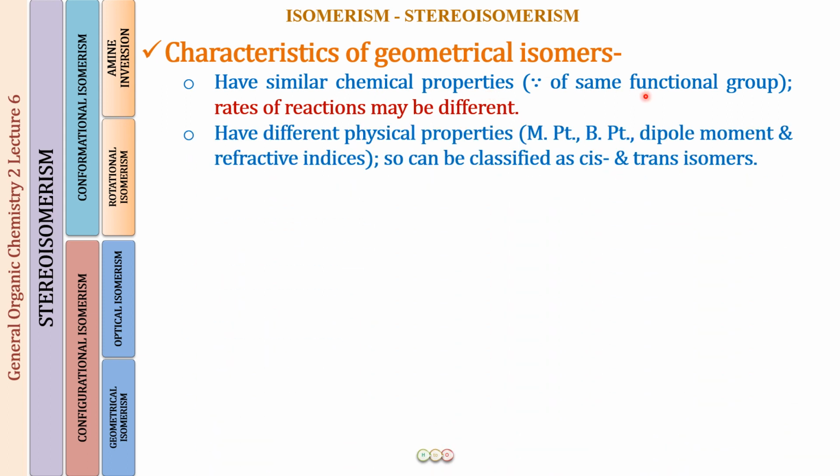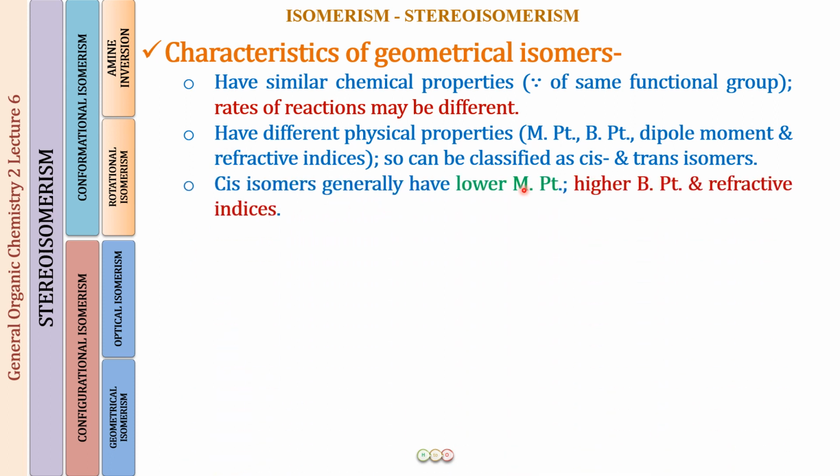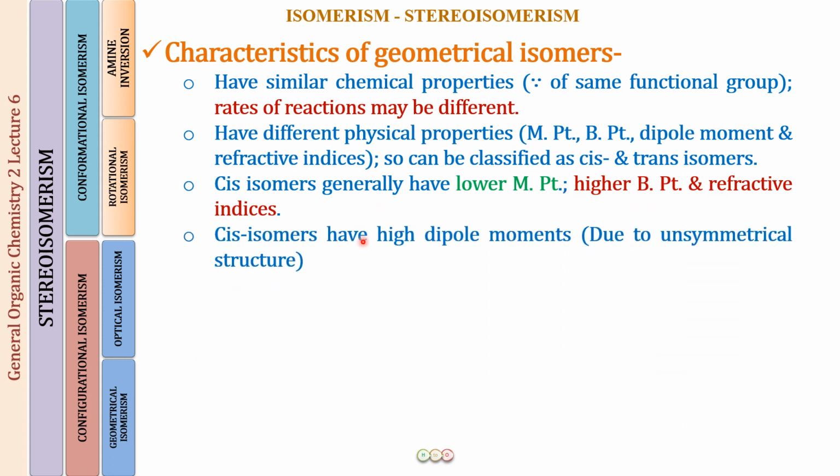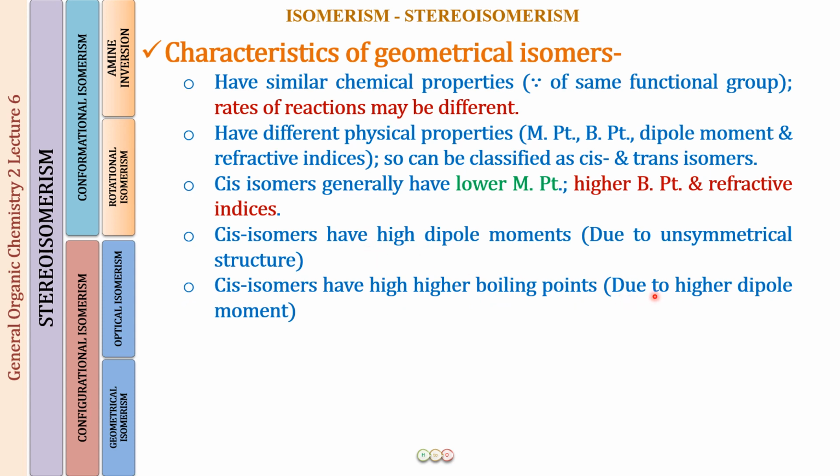The next, they will have a difference in physical properties. So they are isomers, so they will have some difference in properties. It is going to be a difference in the physical properties. The melting point, the boiling point, the dipole moment, the refractive indices are going to be different, and therefore we will classify them as cis and trans isomers. The cis isomers generally have lower melting point, higher boiling point, and higher refractive indices. The cis isomers have higher dipole moments. You have seen that also, that it is because of the unsymmetrical structure of these isomers that they have high dipole moment values. And because they have high dipole moment values, they have higher boiling points.